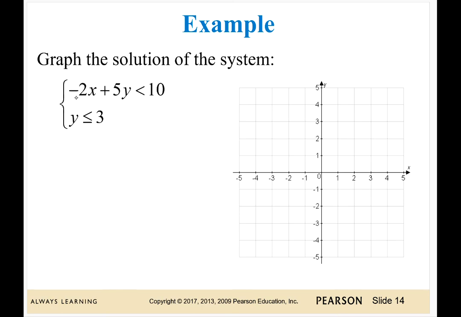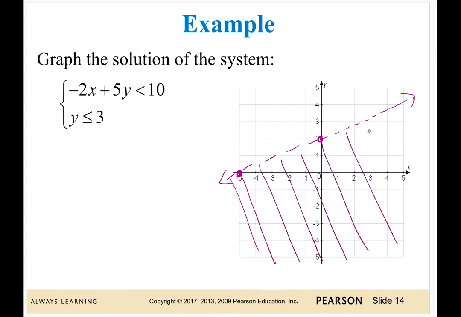So here we go. The first one is in standard form, so I'm going to use my intercepts. If I plug in x equals 0, I get a y-intercept of 2. If I plug in y equals 0, I get an x-intercept of negative 5. That's going to be a dotted line because there is no equal sign on that inequality. I'm going to test 0, 0. So is 0 plus 0 less than 10? Indeed it is. So I know that the side where 0, 0 is, that's the shaded side.